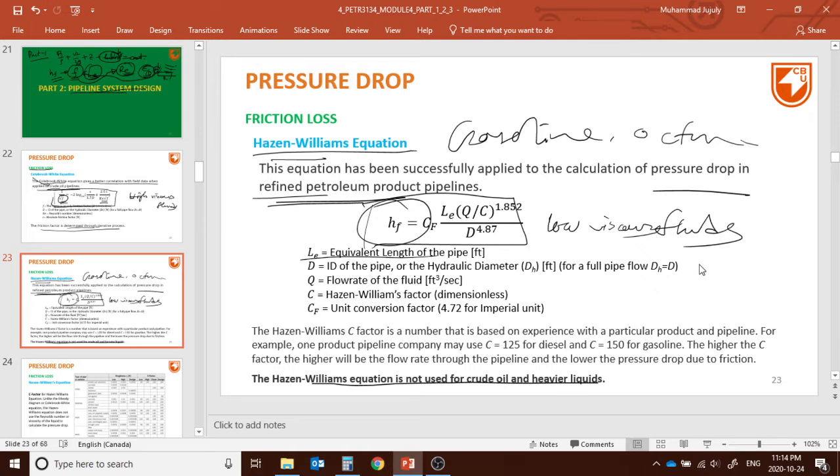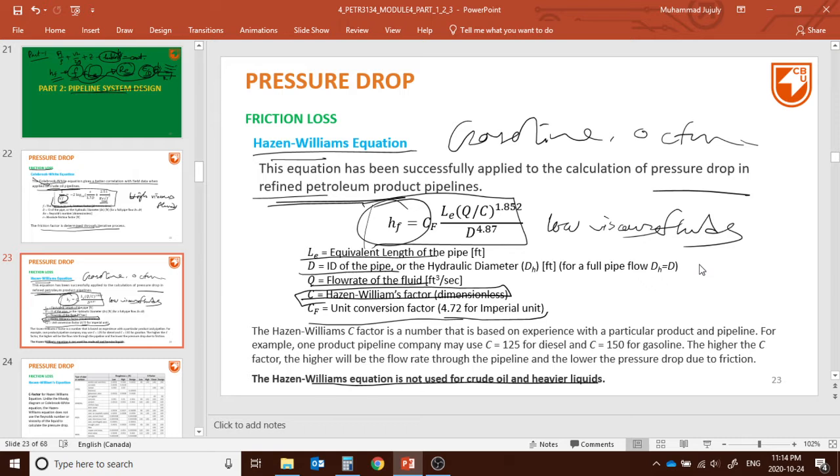Now what are these terminologies? LE is the equivalent length, we know what that is. D is the internal diameter, Q is the flow rate of the fluid, C is the Hazen-Williams factor. In the previous Darcy-Weisbach equation we had the friction factor, but here we have this Hazen-Williams factor, which is also dimensionless, and CF is the conversion factor. For imperial units, it's 4.72.